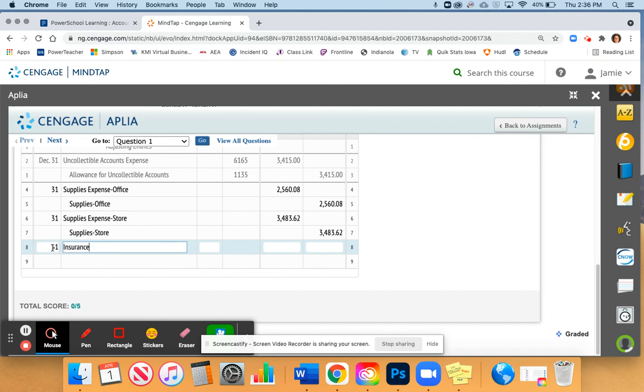We have insurance expense. We're always going to debit the expense, credit our account to decrease, the amount that we calculated. And that is how you do the adjusting entries for supplies and prepaid insurance to bring those account balances up to the correct amount that we are ending the year with.